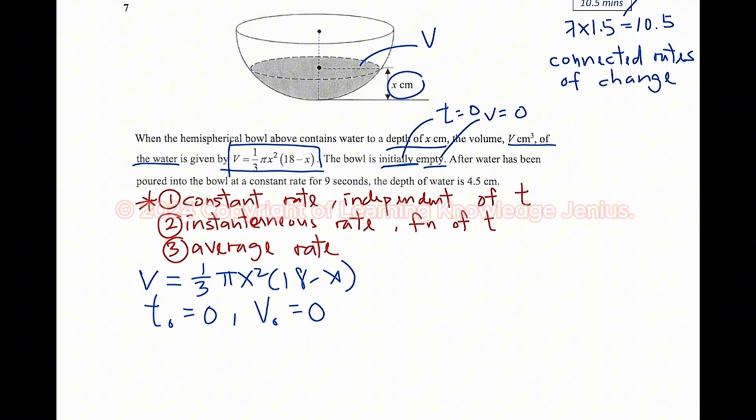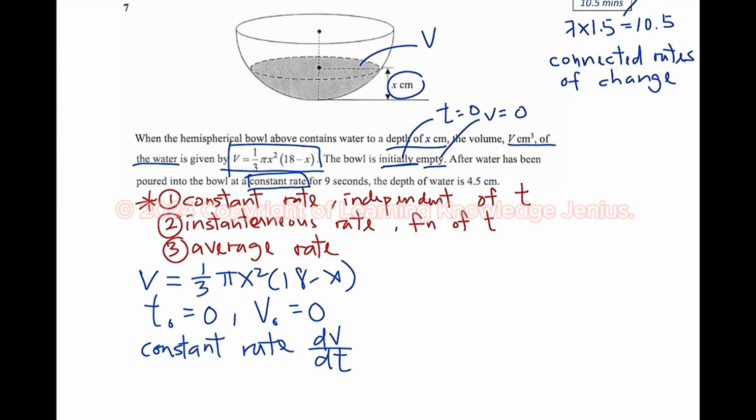Okay, so let me continue. After water has been put into the bowl at a constant rate, okay, pause and think. It mentioned the water has been put into the bowl at a constant rate. So this constant rate, referring to what? Because it's the water being put into the bowl, it means that the dV/dt is constant, because water is put into the bowl with a constant volume, right? So this is what it means, constant rate dV/dt.